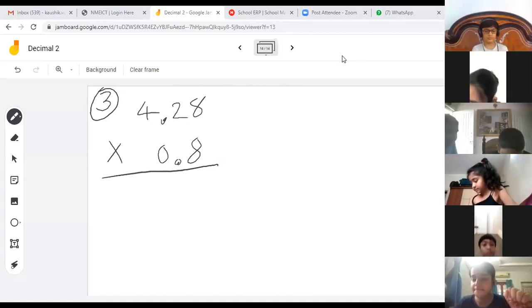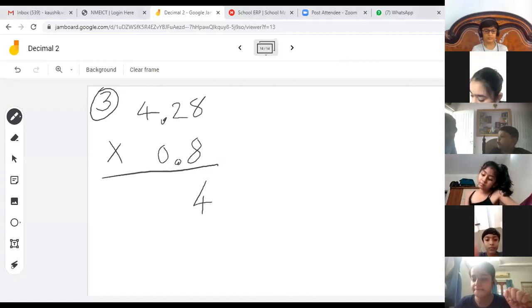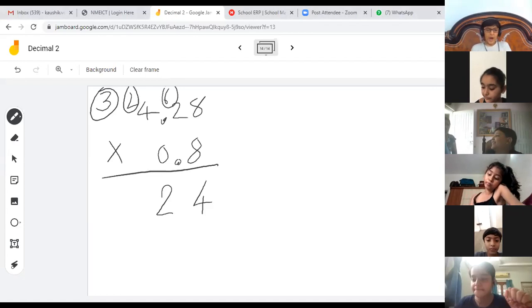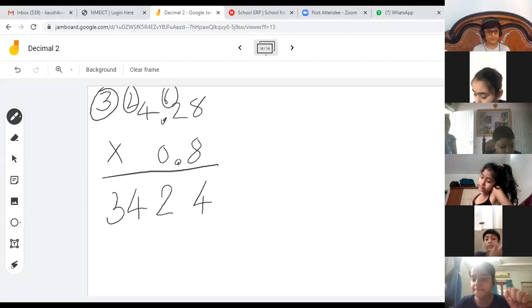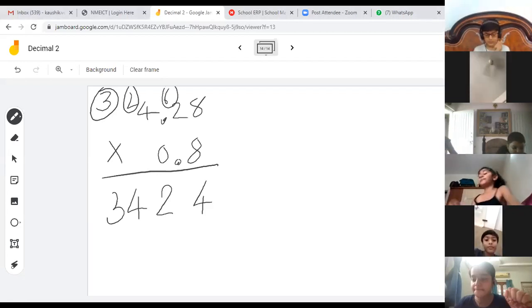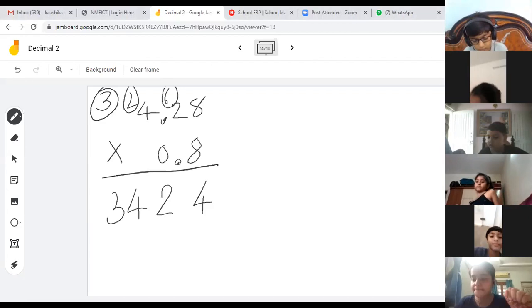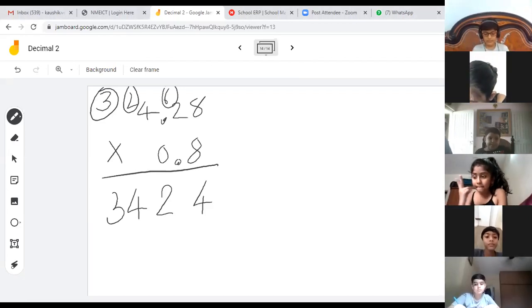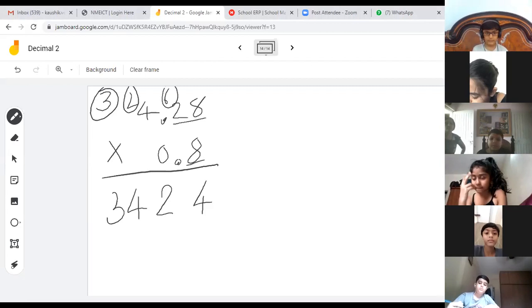So let's do the multiplication first. Very easy. 8 8s are 64. So 4 comes down here and 6 up here. 8 2s are 16 plus 6, 22. 2 carried over. 8 4s are 32 plus 2, 34. How many digits have we got? 4 digits now. Now, how many digits after the decimal point? 1 and 2 here and 1 here. So total 3.